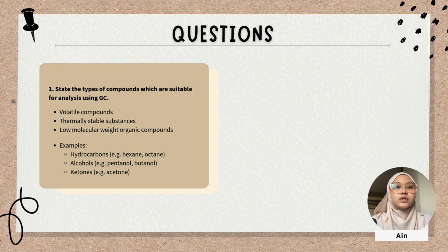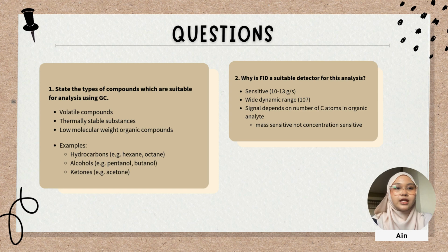The types of compounds suitable for analysis using gas chromatography are volatile compounds, thermally stable substances, and low molecular weight organic compounds. Examples of these compounds include hydrocarbons such as hexane and octane, alcohols like pentanol and butanol, and ketones such as acetone. Next, why is FID a suitable detector for this analysis?